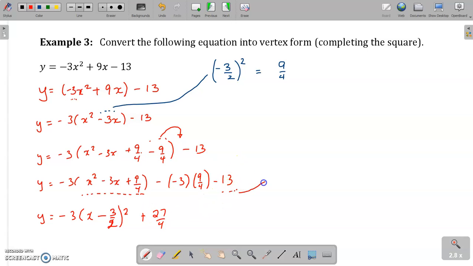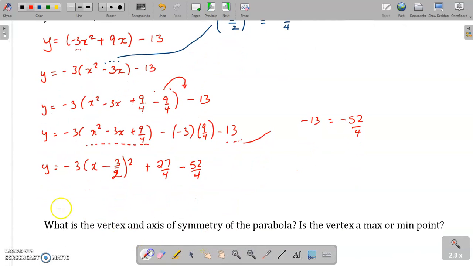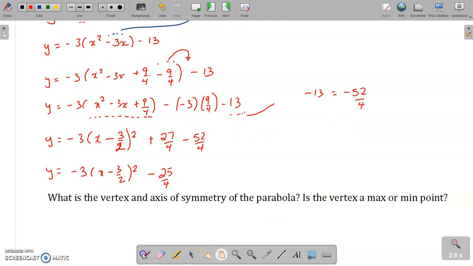And then if we want a common denominator, negative 13 is the same as negative 52 over 4. Multiply the numerator and denominator by 4, so minus 52 over 4. So then here we're left with y equals negative 3 times x minus 3 over 2 squared, and that's minus 25 over 4. And we can just leave it like that. And now what's the vertex? The vertex is negative 3 over 2 and negative 25 over 4.